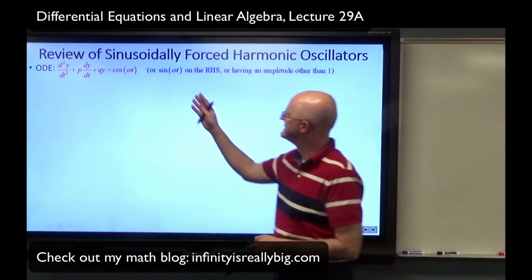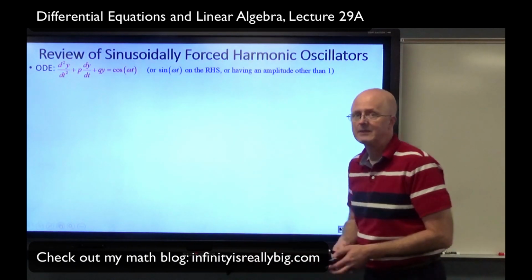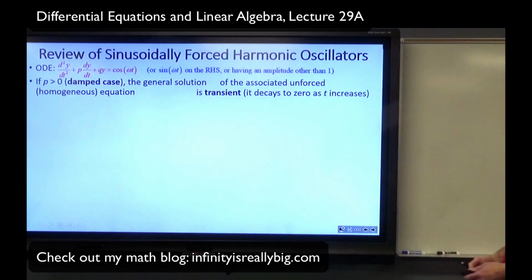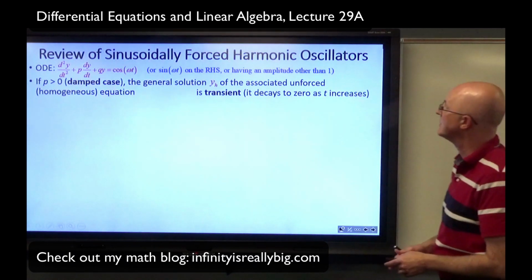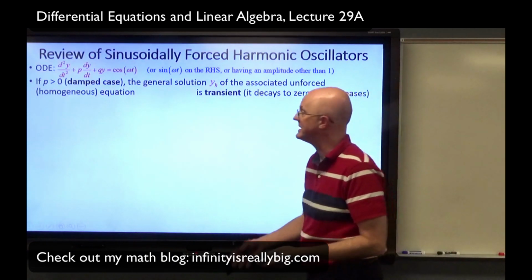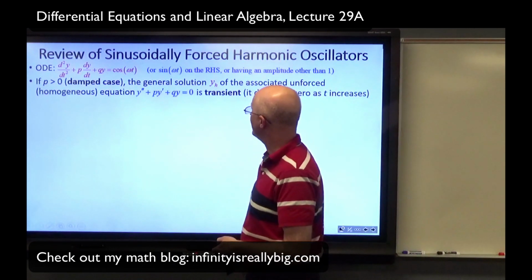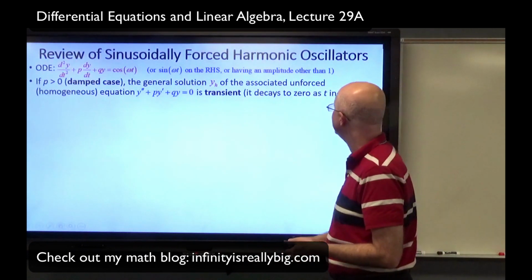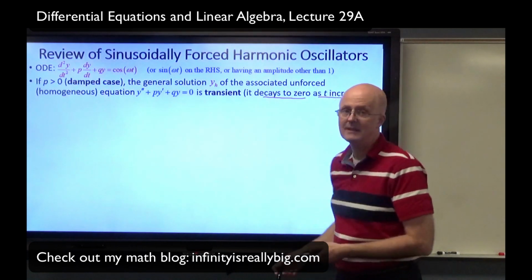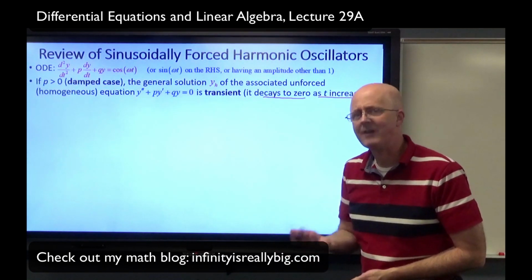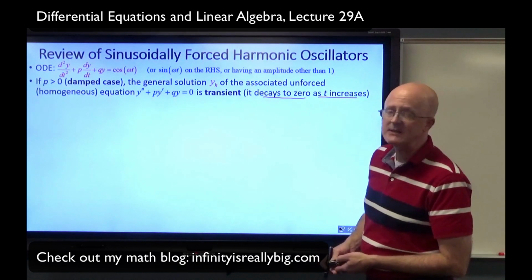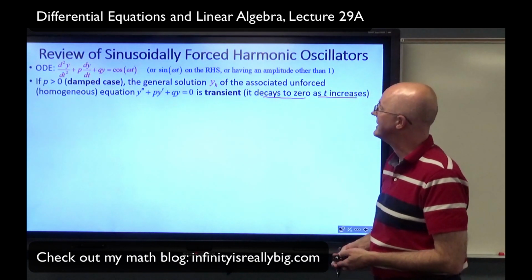But we want to just focus on this main special case because it really illustrates all the phenomena that we can see in the more general setting. We are initially here going to consider the damped case. P is positive, not equal to 0. The general solution, YH, of the associated unforced or homogeneous equation, where 0 is on the right-hand side, which we did talk about in lecture 28, is transient. It decays to 0 as t increases because there's exponential decay factors in the formula for the solution, for YH. In the case where p is 0, it doesn't go to 0, and we'll see that later here.